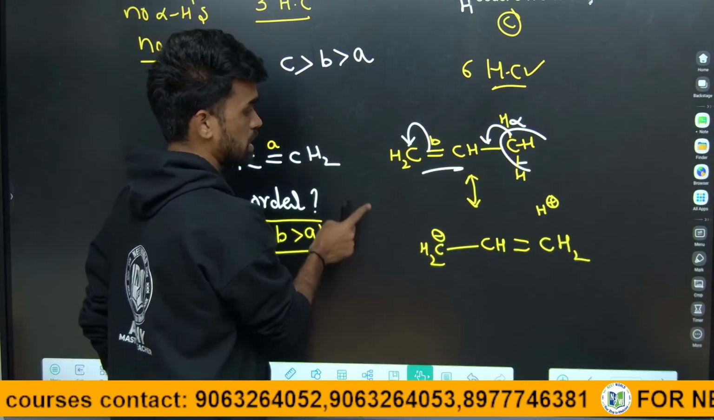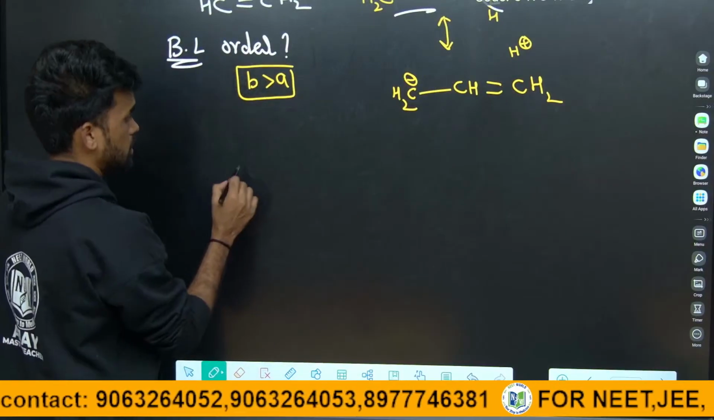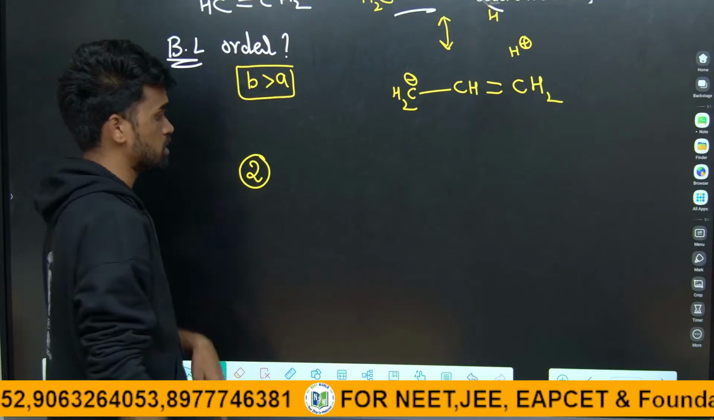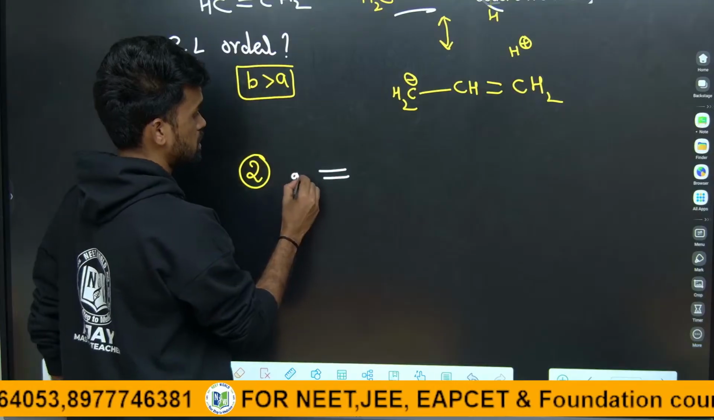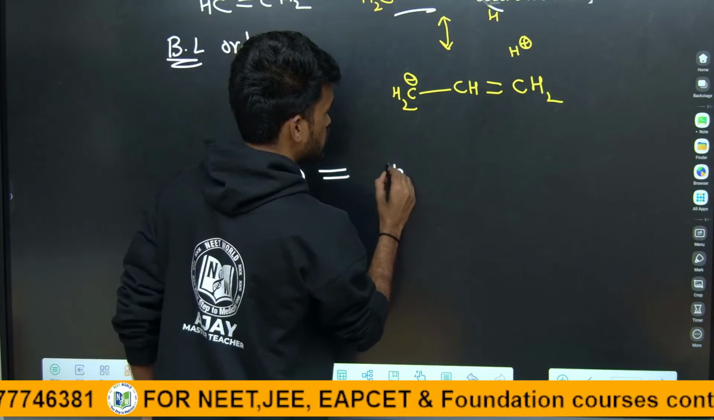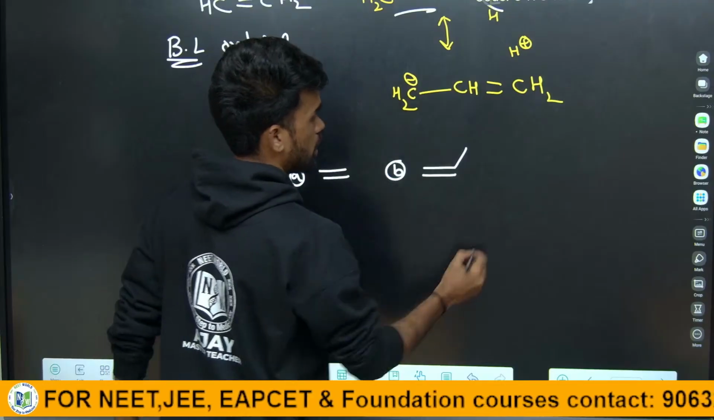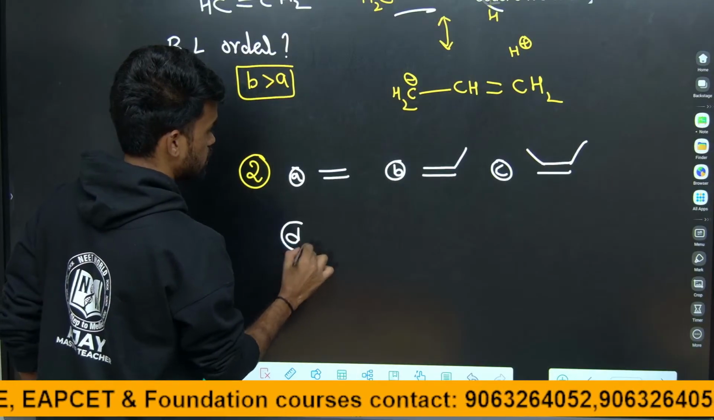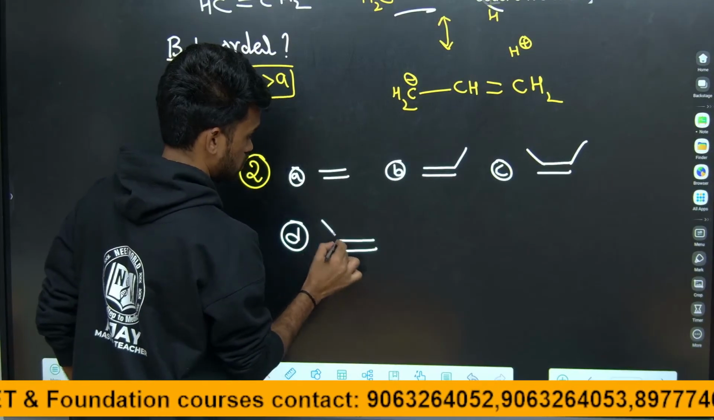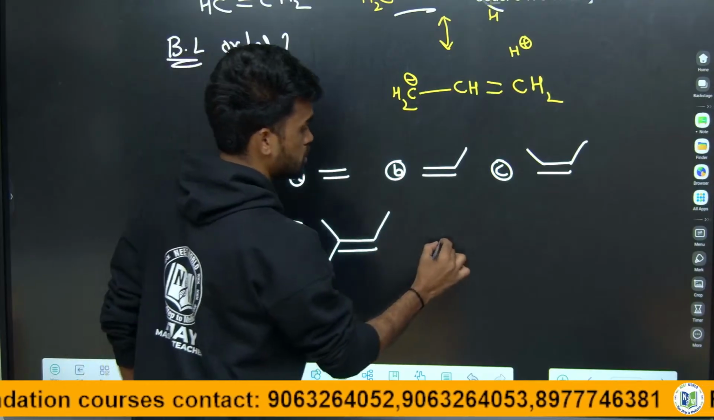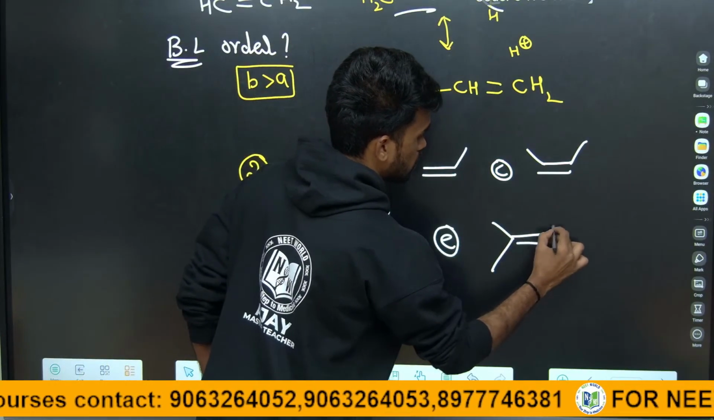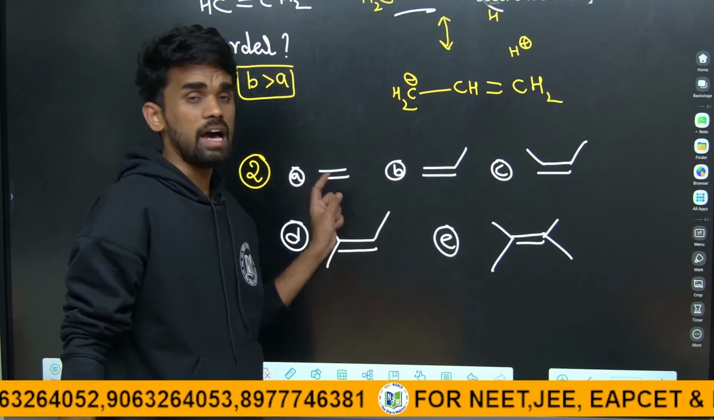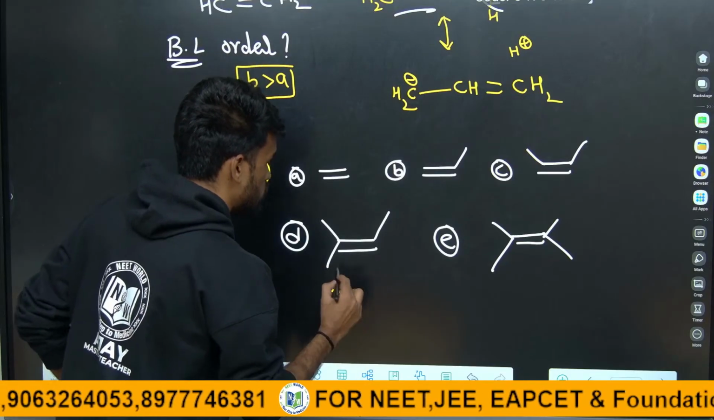Okay. So I just wanted to give one question for you. Take this as question number 2, and let me know the answer for this question in the comment box. See, option A is this alkene, ethene you can say, and option B is this one, and option C is this one, and option D is like this, and option E is this. These are the options I wanted to mention, and arrange them based on the increasing order of stability.